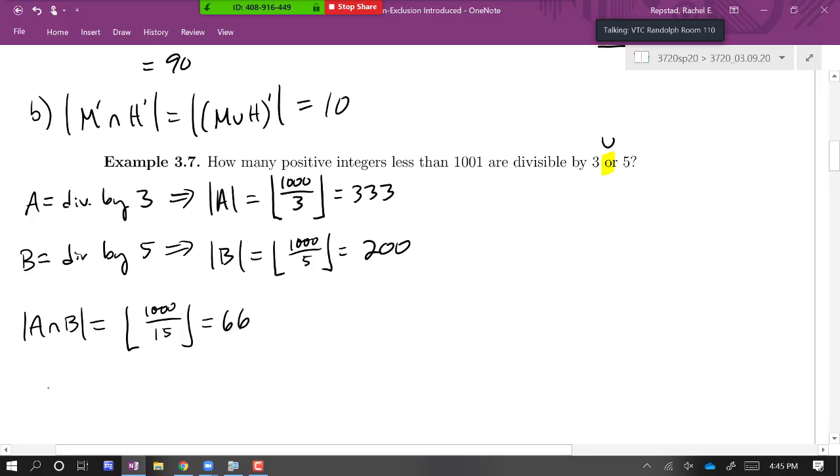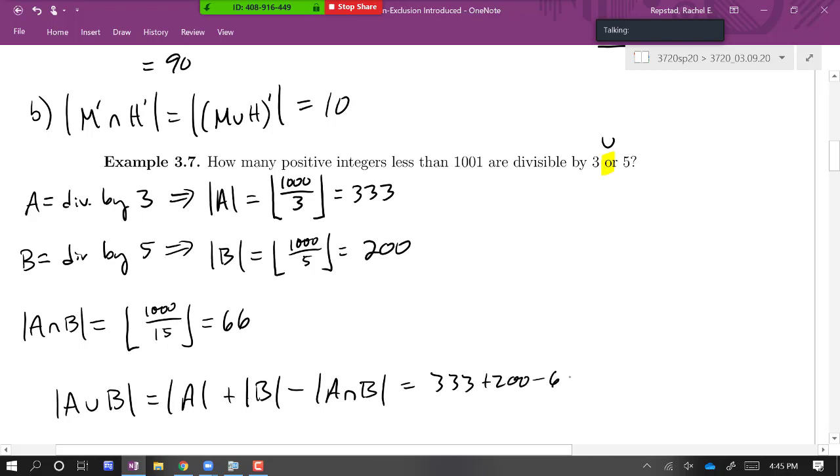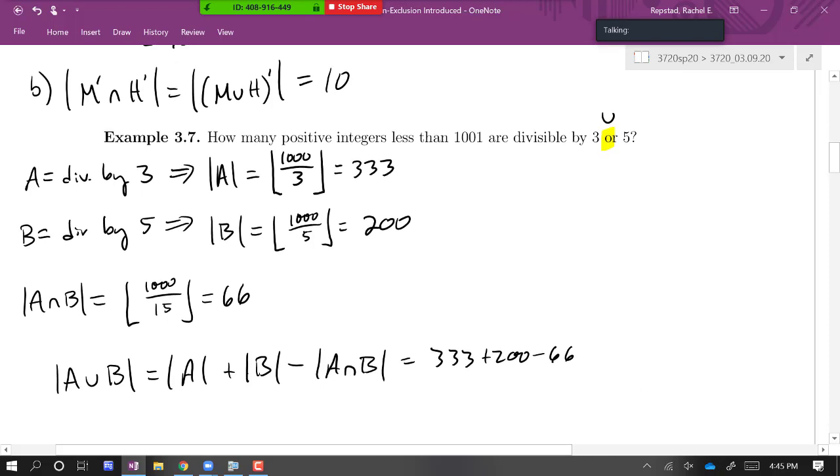Now we're just going to put this together. The number of integers divisible by 3 or 5, that's the size of A union B, which you know is the size of A, plus the size of B, and then subtract off their intersection so we don't double count those integers divisible by 15. So 533 minus 66 is 467. Almost half of the integers less than 1,001 are divisible by either 3 or 5. That's not super surprising. The smaller your divisor is, the more of them there are, right? And I took a pair of pretty small divisors.